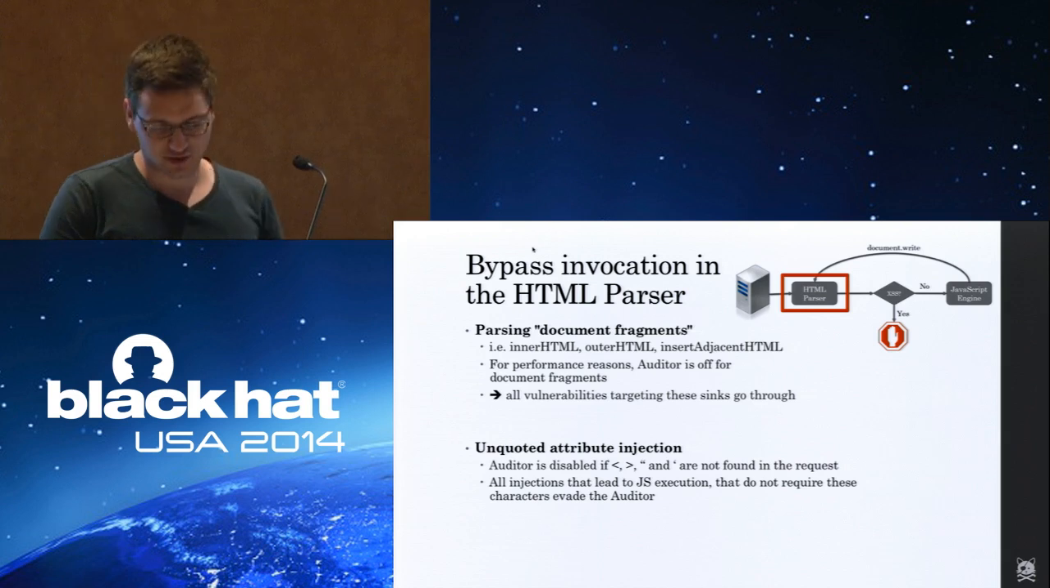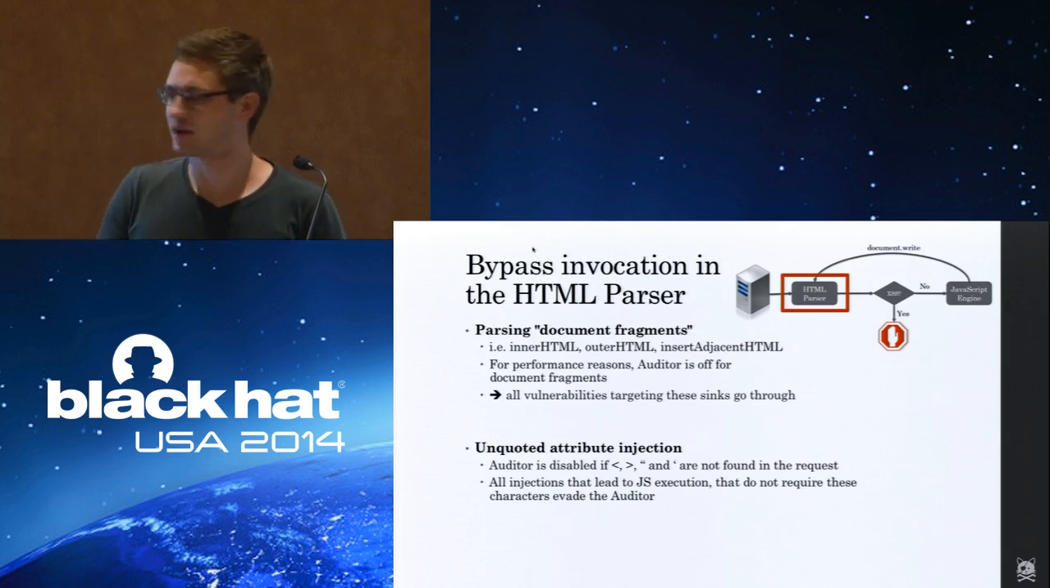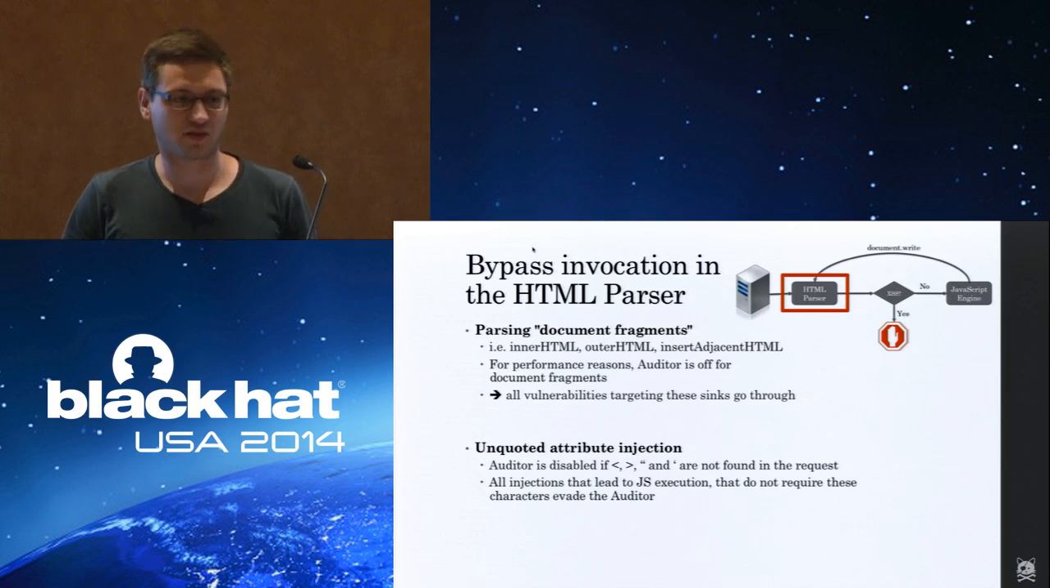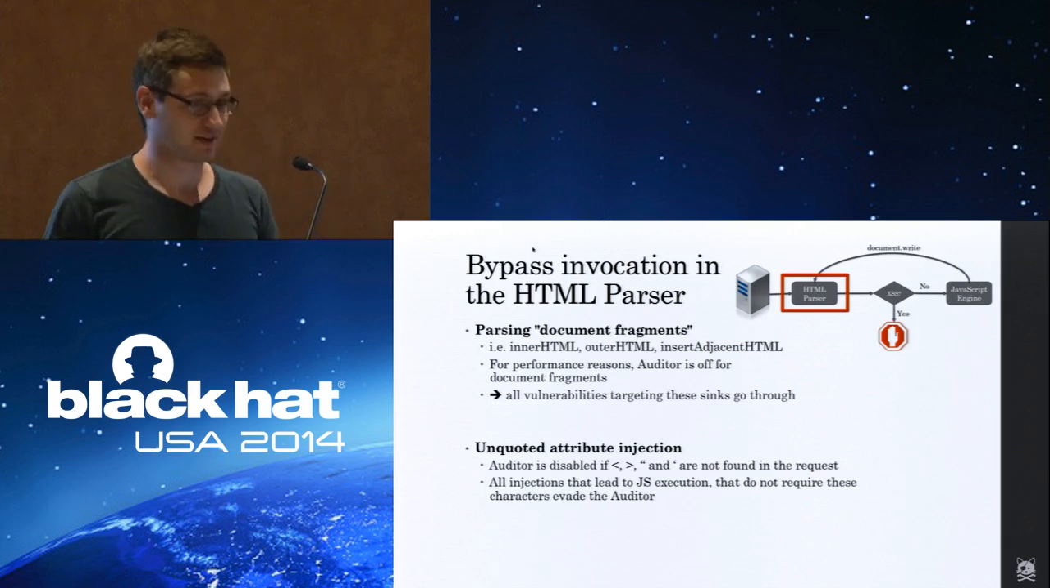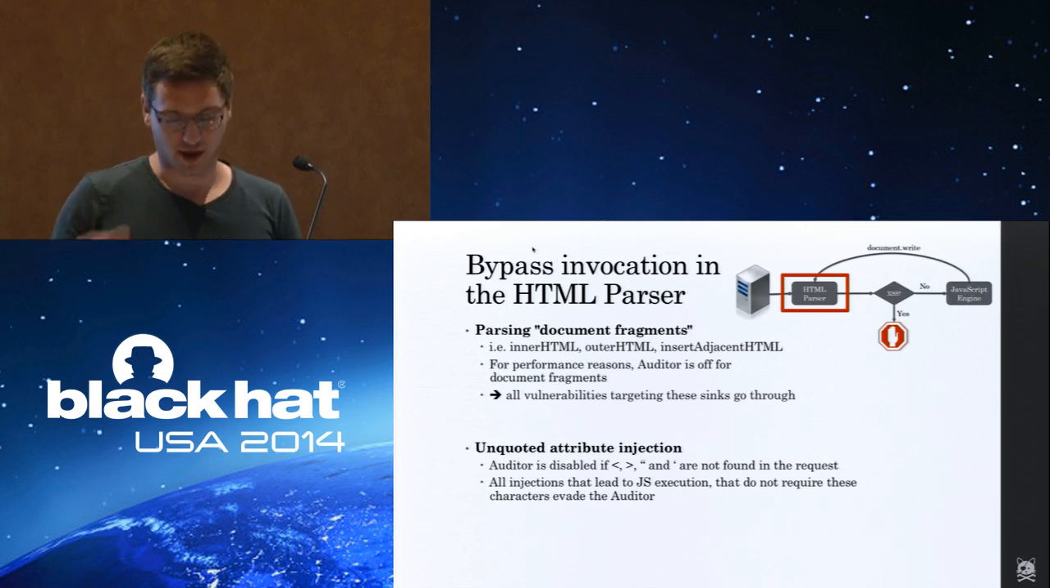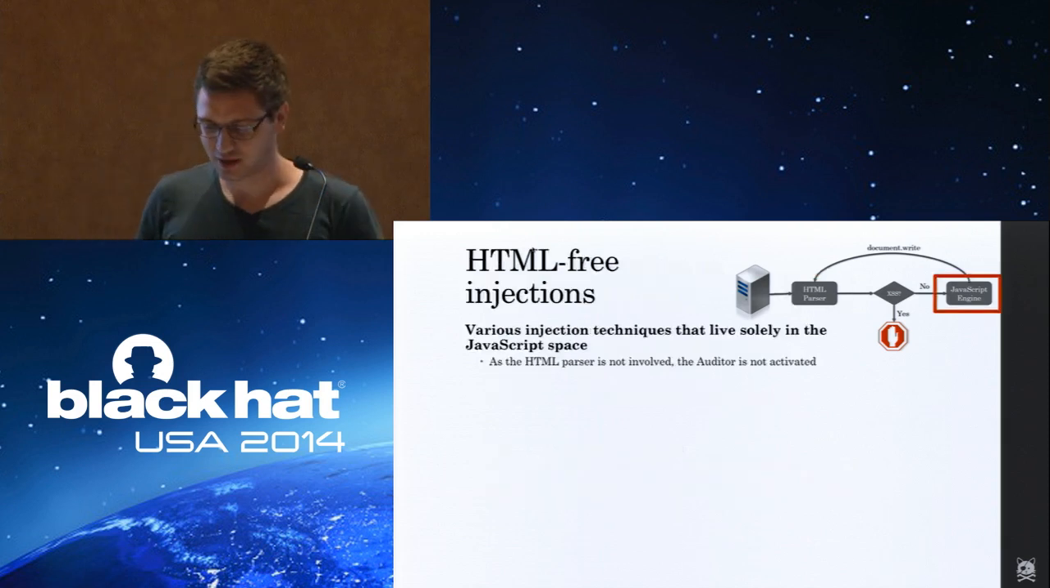So there are certain situations where you can get past the auditor because it's just not invoked because of this matching rule. Again, this is, I guess, for performance reasons, because Google says the likelihood that you will find a vulnerability that can be executed without these characters is pretty slim.